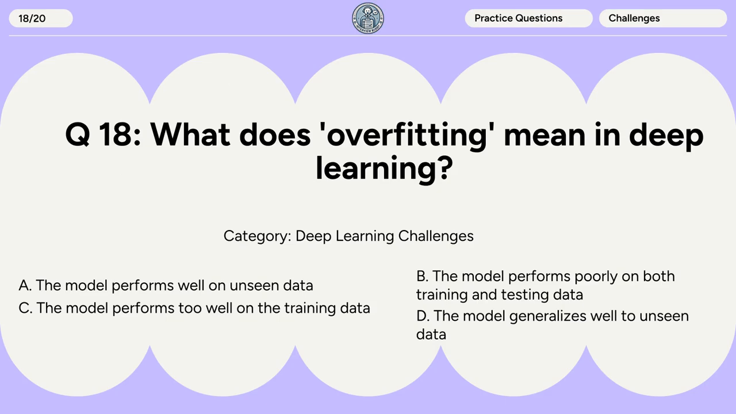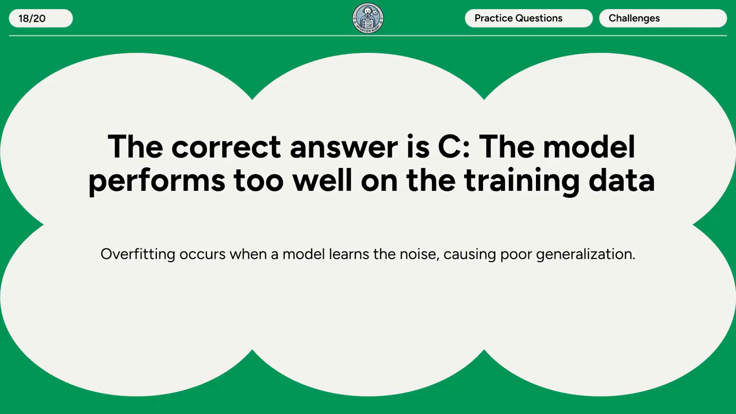Question 18. What does overfitting mean in deep learning? A. The model performs well on unseen data. B. The model performs poorly on both training and testing data. C. The model performs too well on the training data. D. The model generalizes well to unseen data. The correct answer is C. The model performs too well on the training data. Overfitting occurs when a model learns the noise, causing poor generalization.